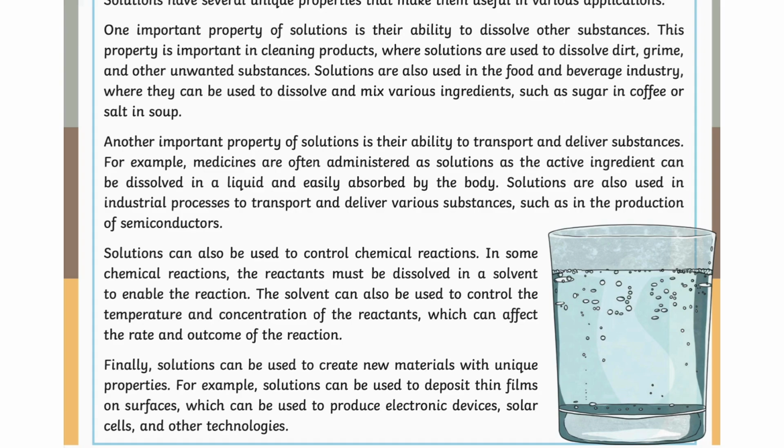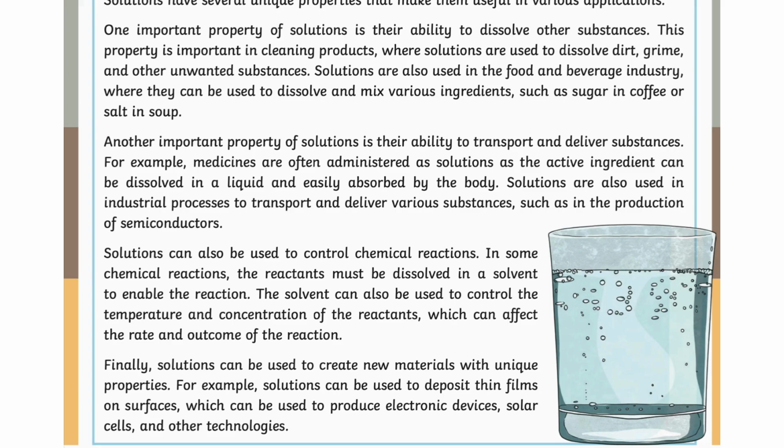Another important property of solutions is their ability to transport and deliver substances. For example, medicines are often administered as solutions, as the active ingredient can be dissolved in a liquid and easily absorbed by the body. Solutions are also used in industrial processes to transport and deliver various substances, such as in the production of semiconductors.